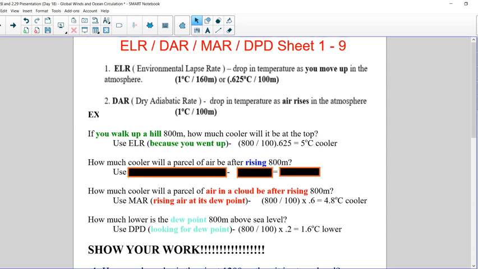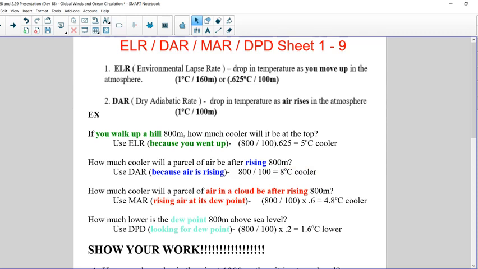For the next one, how much cooler will a parcel of air, again, like rising air, package of air, be after rising 800 meters? This time you're going to use the DAR because the air is rising and expanding. And so you're just going to take 800 divided by 100, and that's going to give you 8 degrees Celsius cooler.